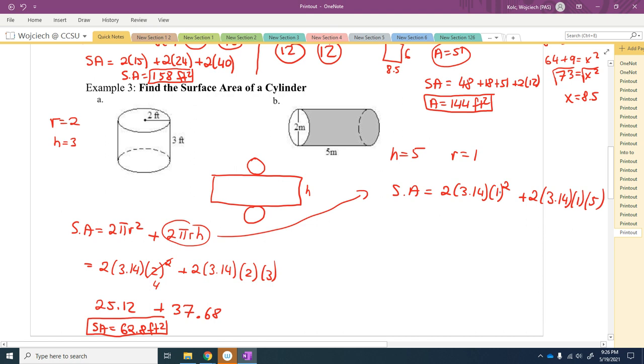Friendly numbers. 1 to the second power is 1, and 2 times 3.14 times 1 is 6.28, plus 2 times 3.14 is again 6.28, times 1 times 5, 6.28 times 5 gives us 31.4. If you add the numbers, your final answer will be surface area is equal to 37.68 square meters.